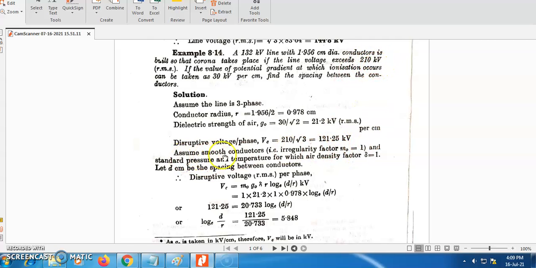And now assume a smooth conductor, that is your irregularity factor m is equal to 1, and the standard pressure, so delta also becomes 1. Now your Vc is equal to G0 into r into log of d by r. Here m and delta both become 1. So G0 is equal to 21.2 and r is 0.978 log of d by r. So the distance we don't know, that you need to find out, divided by r, and log of d by r is nothing but the same expression. You can find d by r is equal to this much.